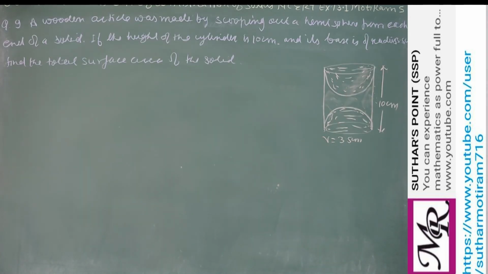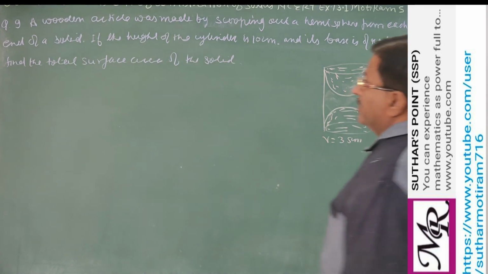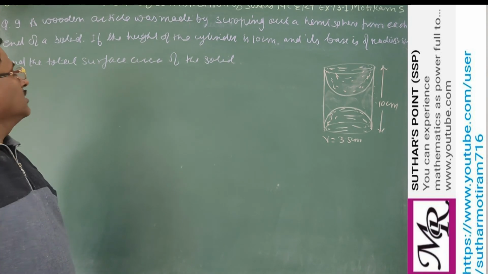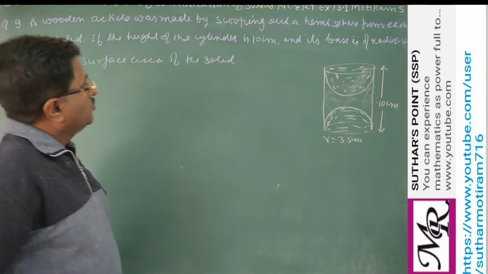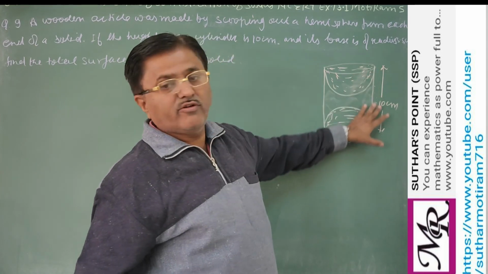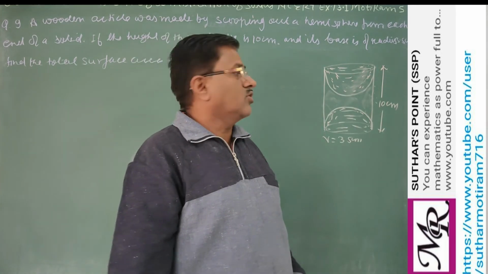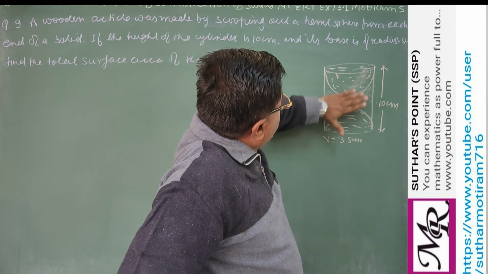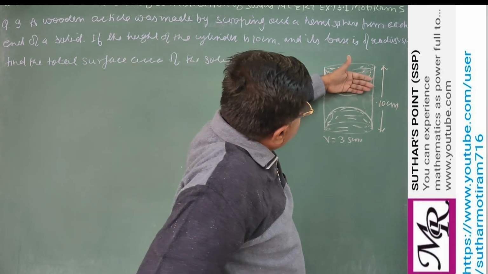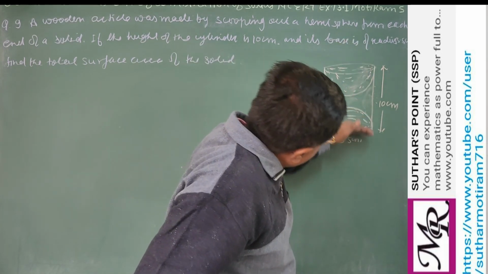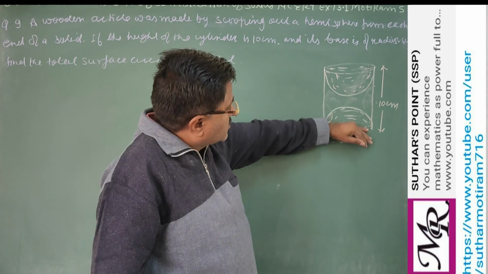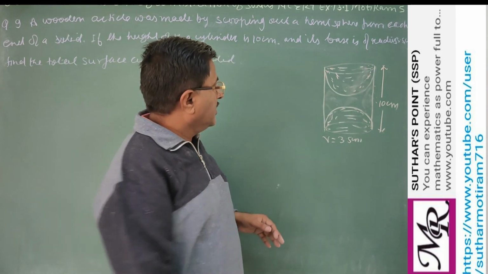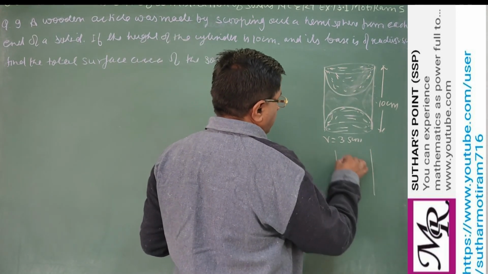Next, dear student, question number 9. A wooden article was made by scooping out a hemisphere from each end of a solid cylinder. So we are given a solid in the form of a cylinder. From this solid, we are scooping out two portions in the shape of a hemisphere. From this side we remove this portion, from this side we also remove. So a figure is left like this.